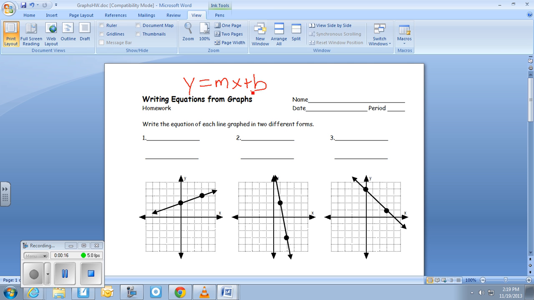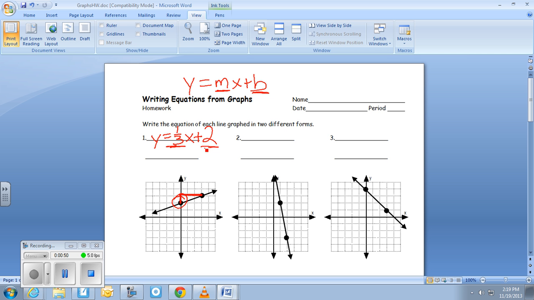So for number one, I need to find out the slope and the y-intercept. Slope is rise over run, so rise over the run is 1 over 3. So my slope is 1/3, 1/3 x. And then I've got to find the y-intercept, which is at positive 2, so it's plus 2. So y equals 1/3 x plus 2 should be your answer, where m is your slope and b is your y-intercept.